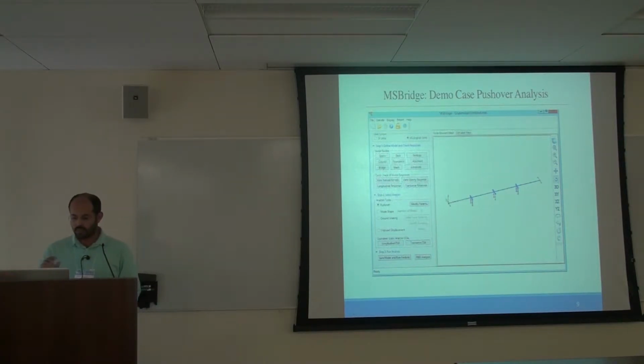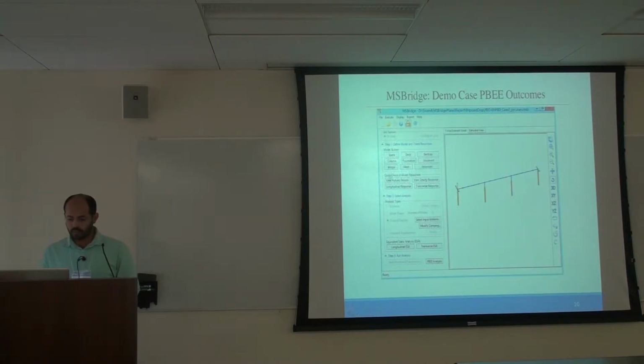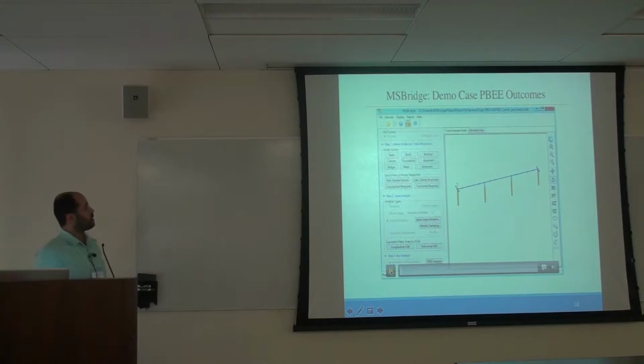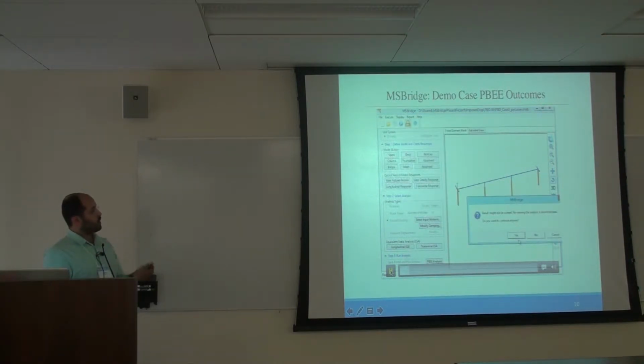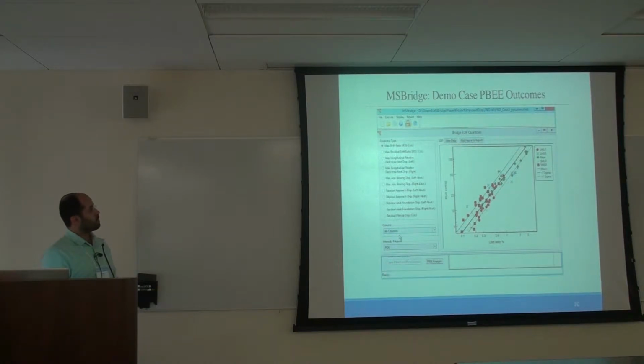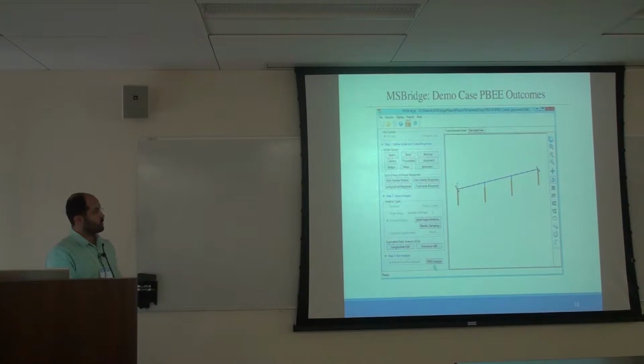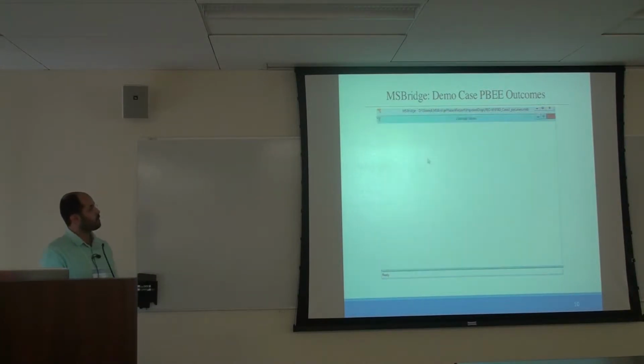If you want to see a quick demo case of the PBEE output, I have this video that shows that. After performing the time history analysis, we can show the EDPs. We have 11 as defined by Dr. Kevin Mackie. We can see different columns. We can also control the intensity measure. For this example, we have PGV.